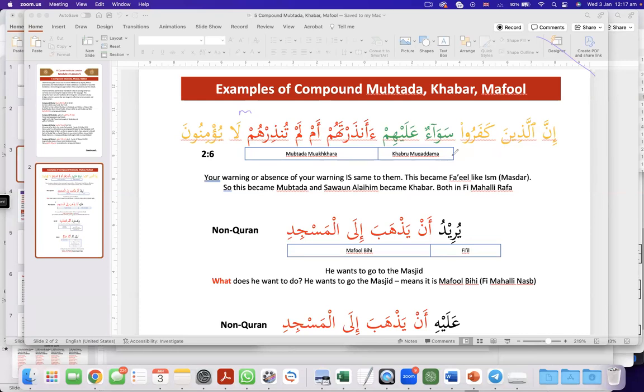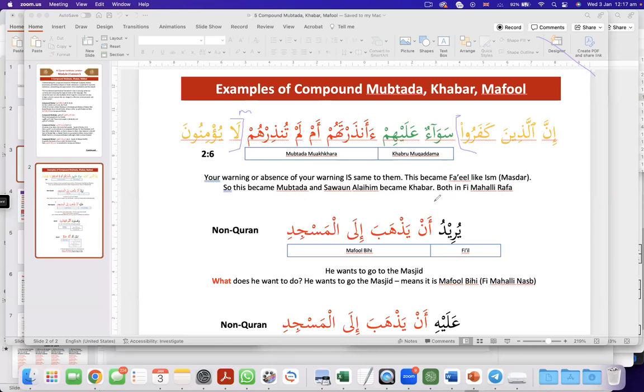Just put a comma here, because we are not discussing this part at all. We are not analyzing this. And the last bit is also separate here. La yu'minun is also a separate sentence here. They will not believe. So we are looking at this part: Sawa'un alayhim wa anzartahum am lam tunzirhum.